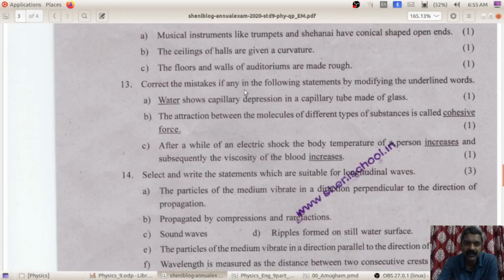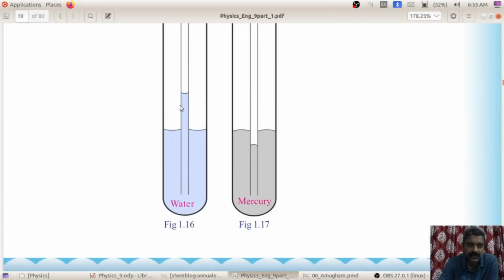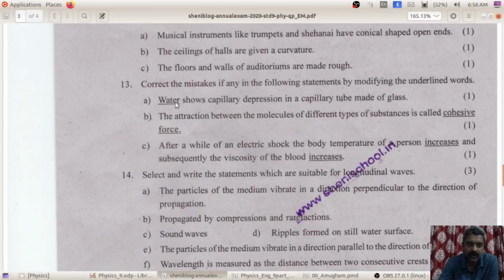Correct the mistakes, if any, in the following statements by modifying the underlined words. Water shows capillary depression in a capillary tube made of glass. Water is a liquid which shows capillary rise. Here mercury shows capillary depression. So, mercury shows capillary depression in a capillary tube made of glass.